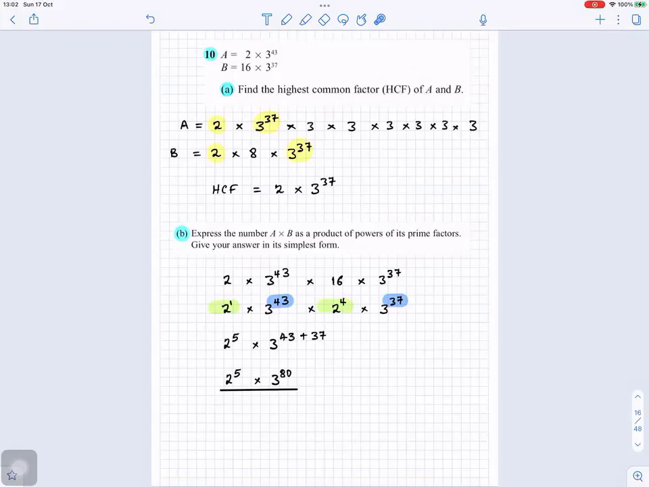So if we list A, 2 times 3 to the 37, and we have 1, 2, 3, 4, 5, 6, because 6 plus 37 gives you 43. B is 2 times 8 because 16 is 2 times 8 times 3 to the 37. So we notice the highest common factor is the 2, which is found in both of them, and the 3 to the power 37, which is found in both of them.